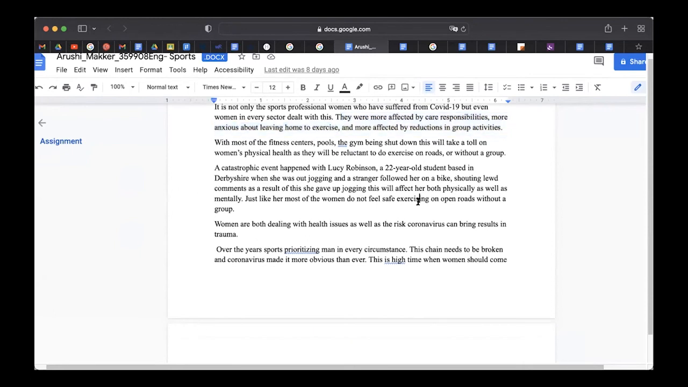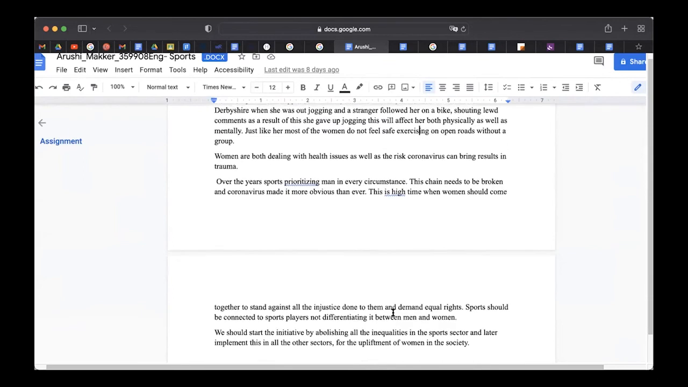With most fitness centers, pools, gyms, without the article the, because when you're saying most, it cannot anyway use the article the, right? With most fitness centers, pools, and gyms being shut down, it in turn took a toll on women's physical health, as they were reluctant to exercise on the roads or without being in a group.